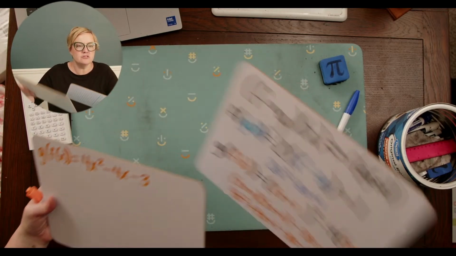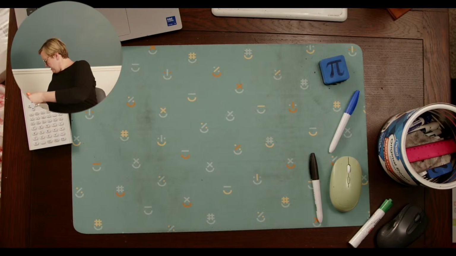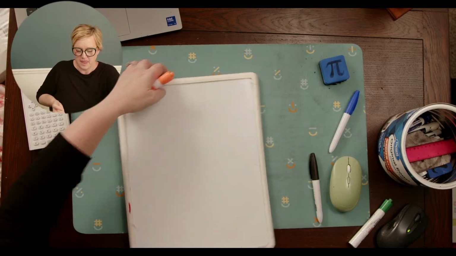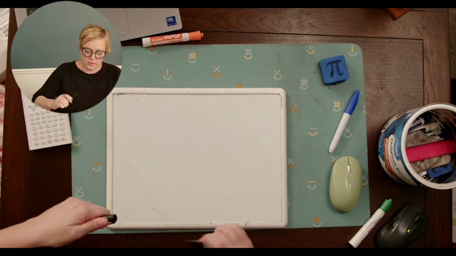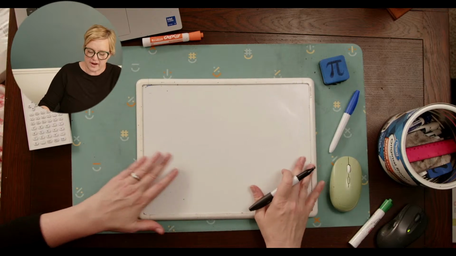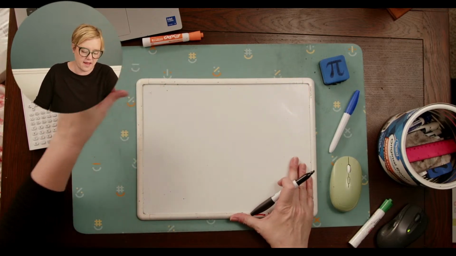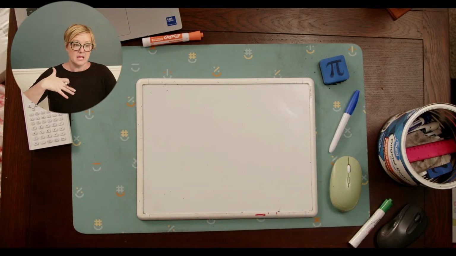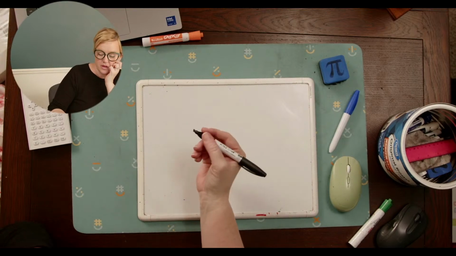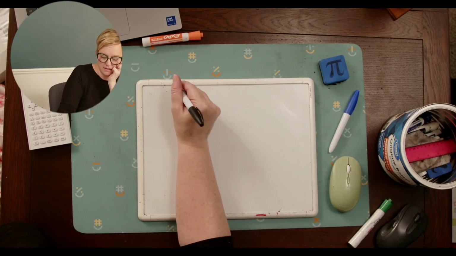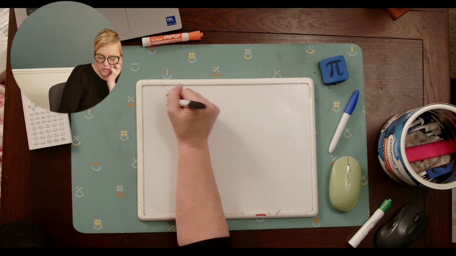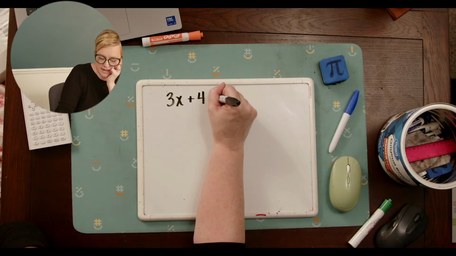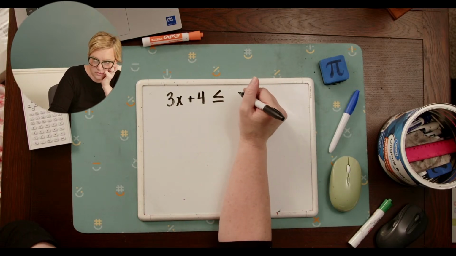Okay, so Giovanni, let's do algebra inequalities, and then we'll probably be about out of time, and I'm out of boards. So when we're looking at algebraic inequalities, inequalities are where things are not exactly equal: greater than, less than, greater than or equal to, or less than or equal to. So if I have something like 3x plus 4 is less than or equal to 10.